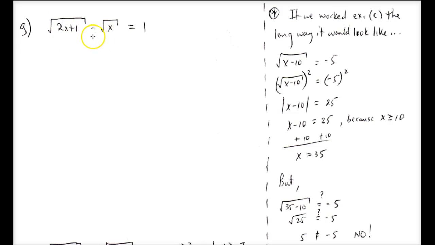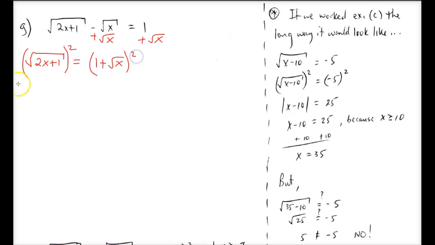All right, so first thing we need to do is add square root of x to both sides, okay? And so if we do that, we'll have square root of 2x plus 1 on the left, and we will have 1 plus square root of x on the right. And now we have a situation where we have the radical expression isolated by itself on one side of the equation. So we're going to square both sides, okay?